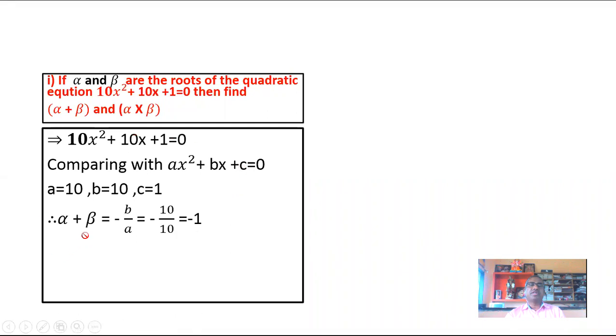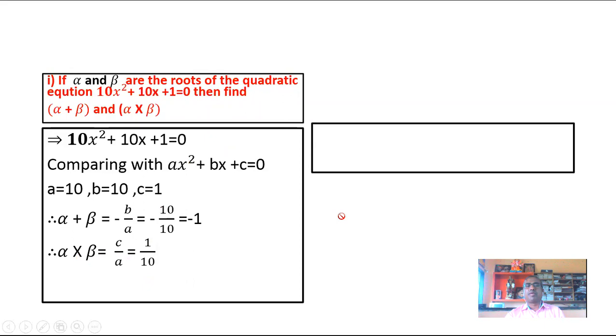Hence, the relation between roots and coefficient: alpha plus beta is equal to minus b upon a. There is a minus sign here, the value of b is 10 and the value of a is 10. Minus 10 upon 10, 10 gets cancelled, is equal to minus 1. Alpha plus beta is equal to minus 1. Similarly, the relation alpha multiply beta is equal to c upon a. The value of c is equal to 1 and a is equal to 10. Therefore, alpha into beta is equal to 1 upon 10.